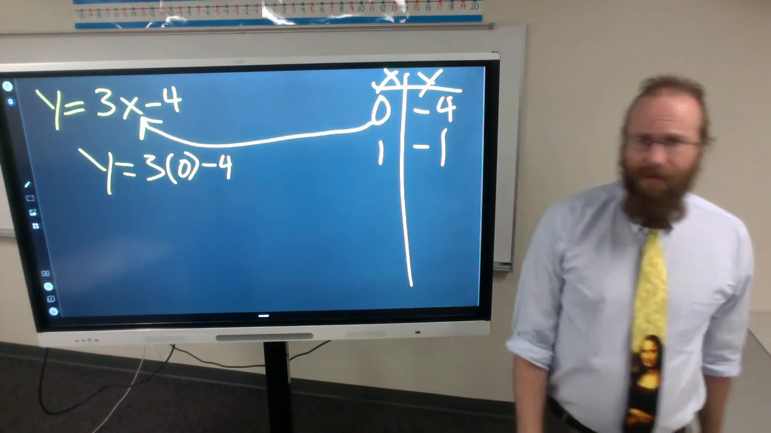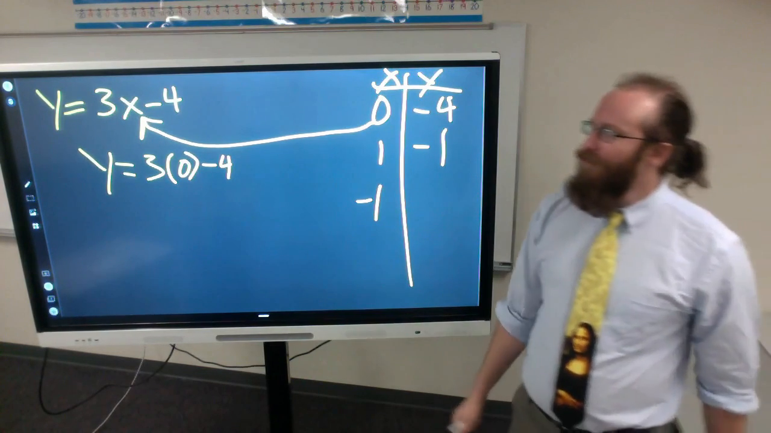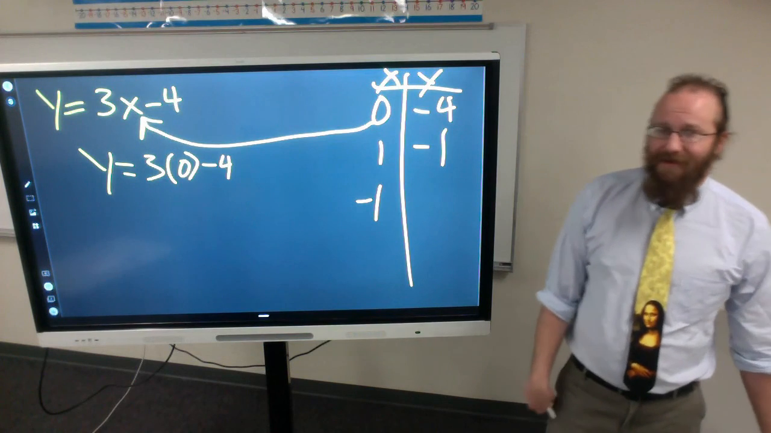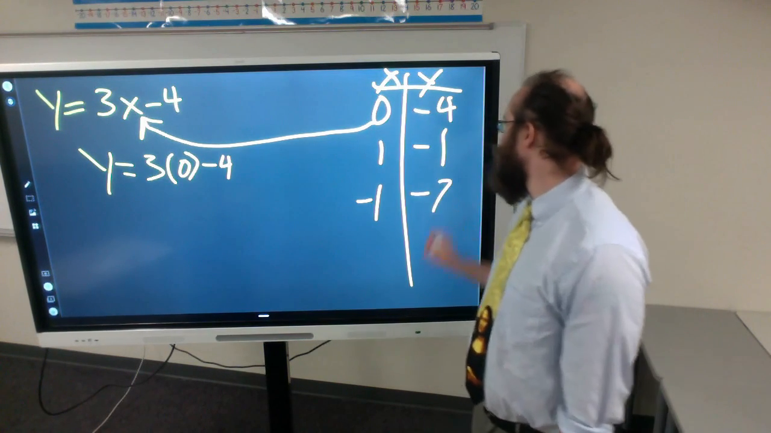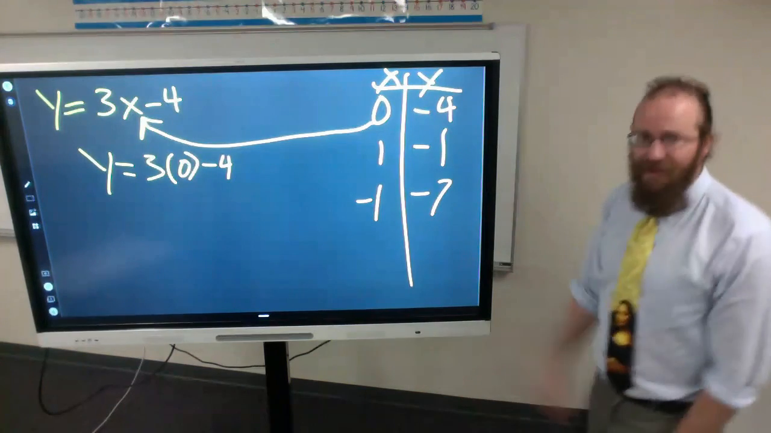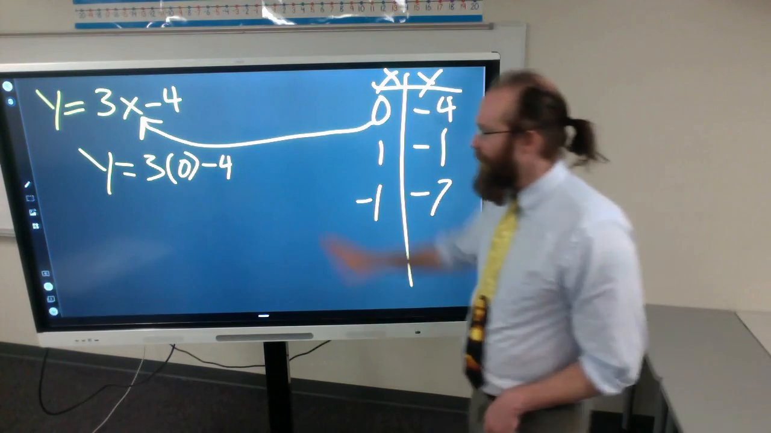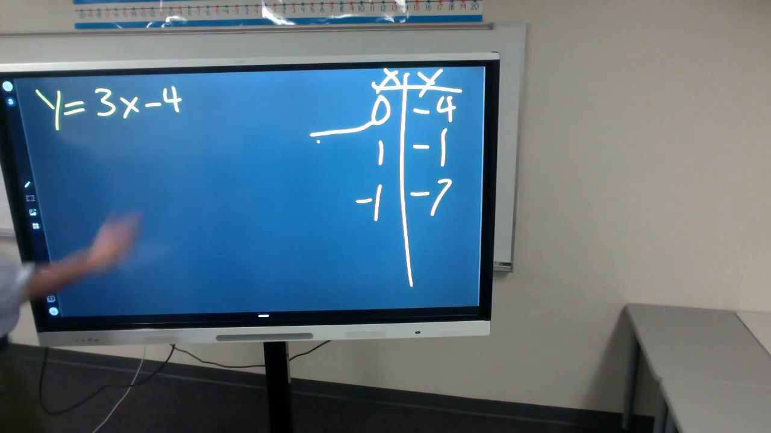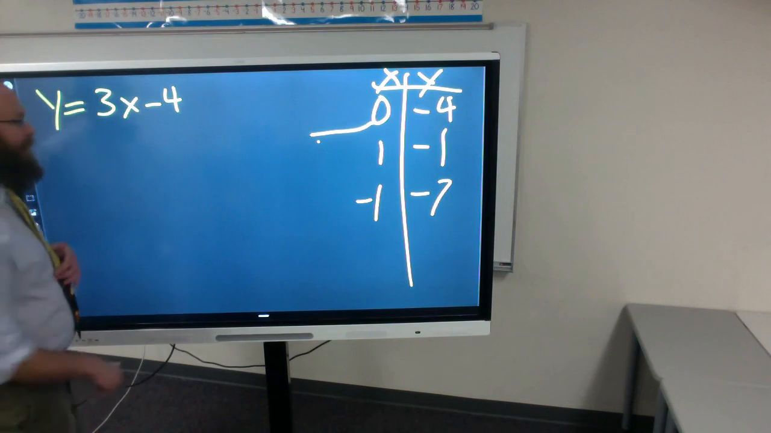Let's do one more point just for fun, and let's do -1. Plug in a -1, 3 times -1 is -3. -3 minus 4 is -7. These are 3 points. You never have to do 3 points. You only have to do 2, and your line will be defined. So once we are here, and we've taken our equation and made a table out of it, now we can make a graph.